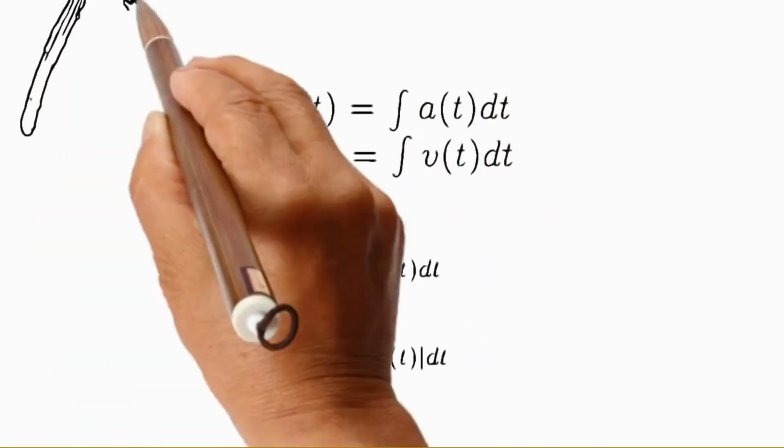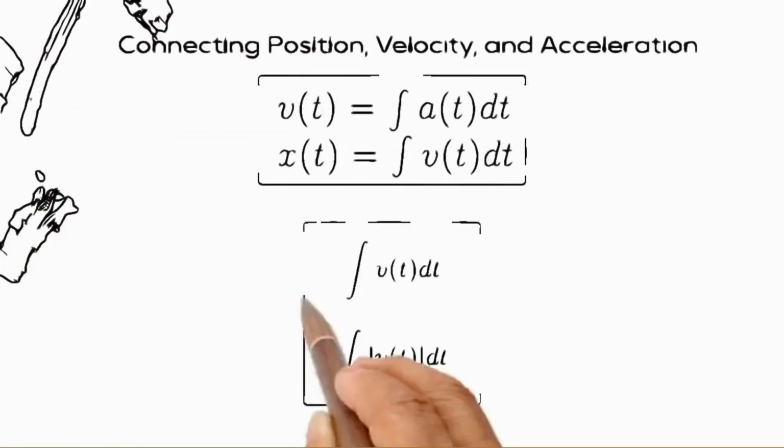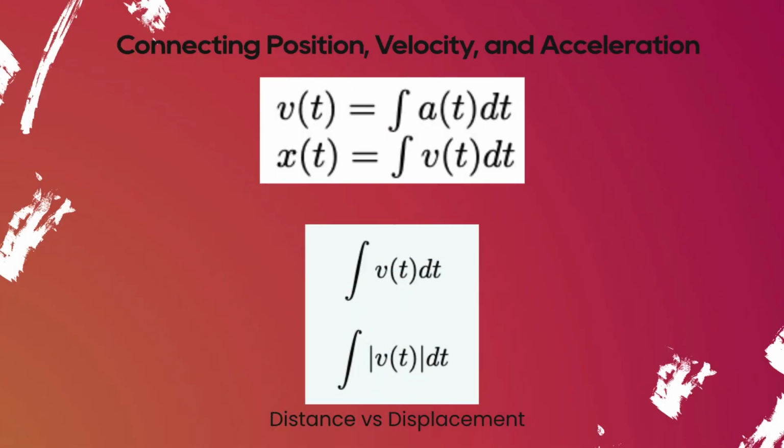Now let's connect position, velocity, and acceleration again. I want to remind you of this topic again. So the integral of acceleration with respect to time is velocity. The integral of velocity with respect to time is the position. Now it's important to know the key difference between displacement and distance. To find the displacement or the change in position, you can simply integrate velocity. But if a problem asks you to find the total distance, then you must integrate the absolute value of velocity.